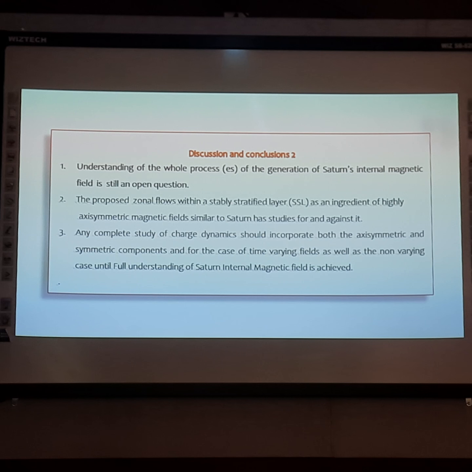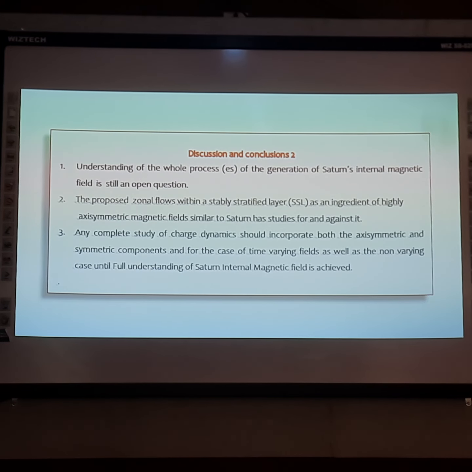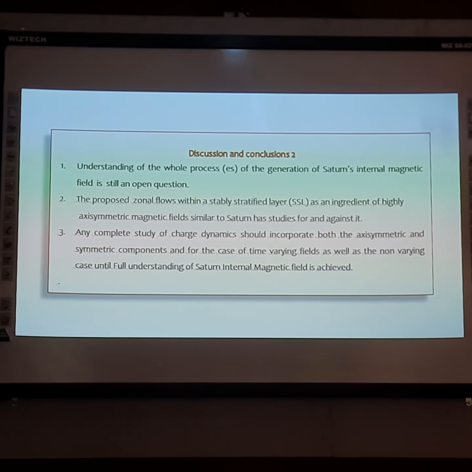The discussion and conclusion so far is that understanding of the whole process of the generation of the internal magnetic field is still an open question. That means we still have to work on this. Those who are interested in the planetary rings, we can work on this. This is one topic. Another thing is how exactly this works. He simply said that the non-symmetric components are suppressed, but does not explain how exactly.